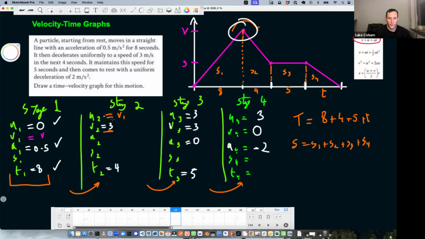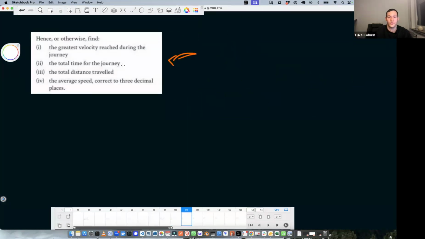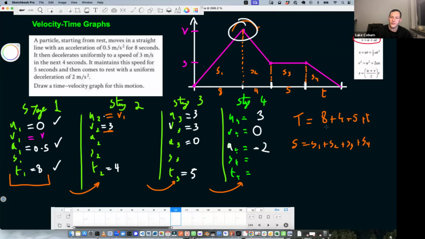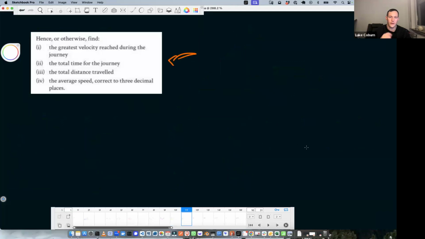For that. Then what's the next thing? It says find the total time for the journey. Well, again, we know what those three are. We just don't know what that last time is. However, we do know this one, and this one. So then we can find this one and then we'll be able to sub it in, right? That's T there. So that's how we would find the total time for the journey, okay?